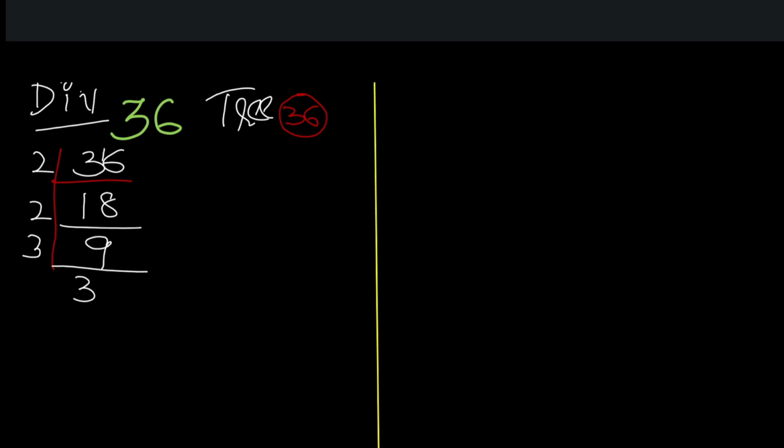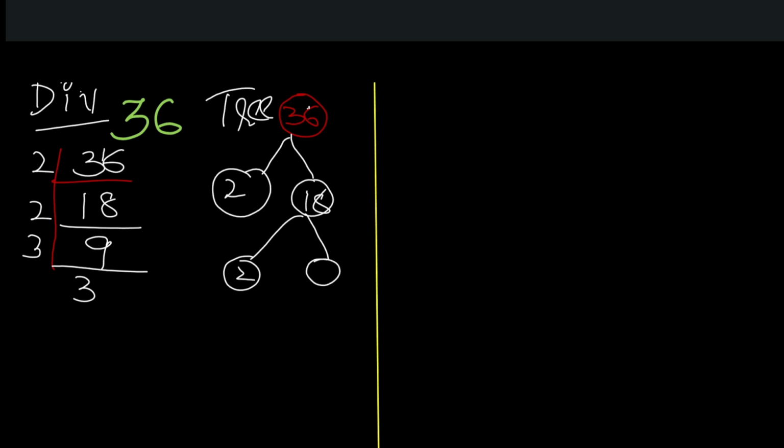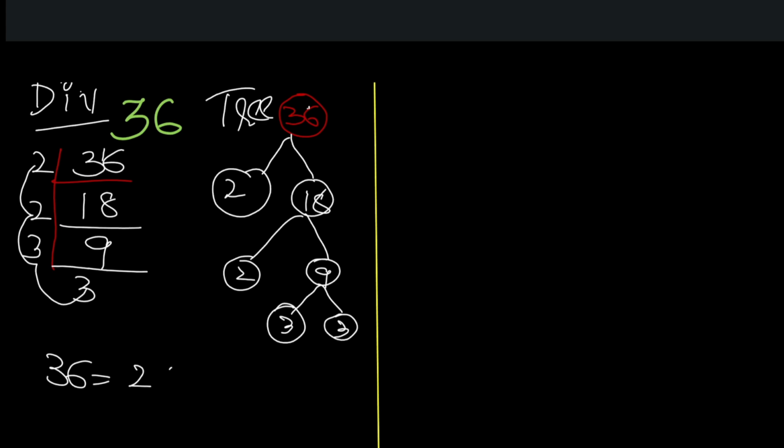Now we will solve 36 in tree method. 2 1s are 2, 2 8s are 16. Next 18 again will go in 2 table. 2 1s are 2, 2 9s are 18. 2 is a prime number. 3 3s are 9. So 36 can be written as 2 into 2 into 3 into 3.